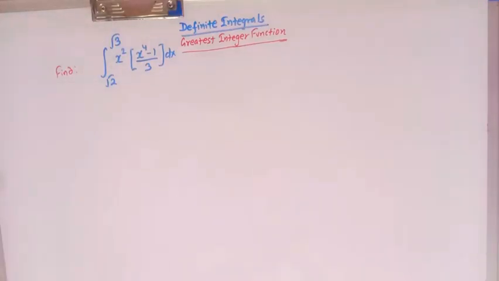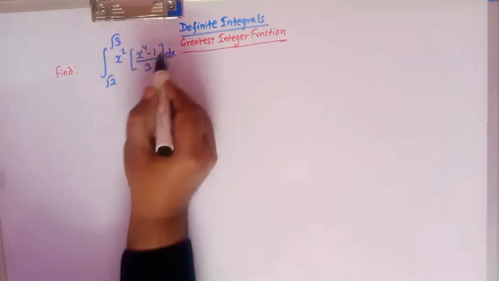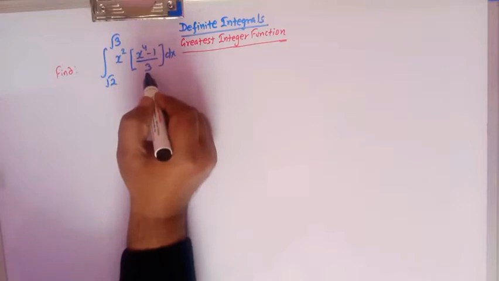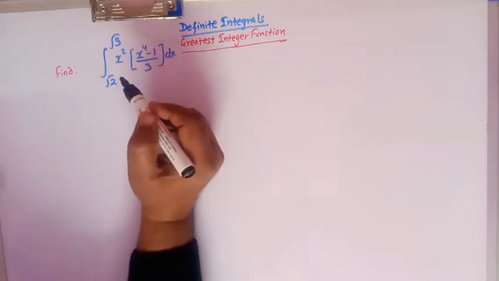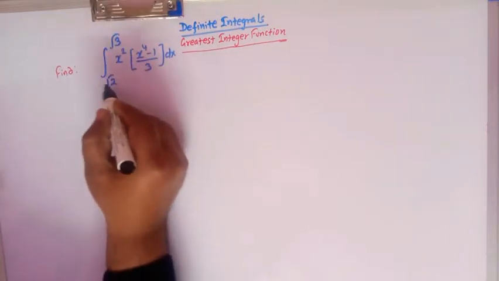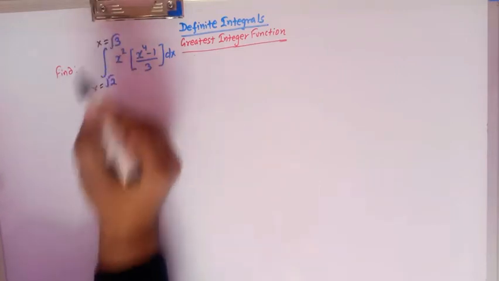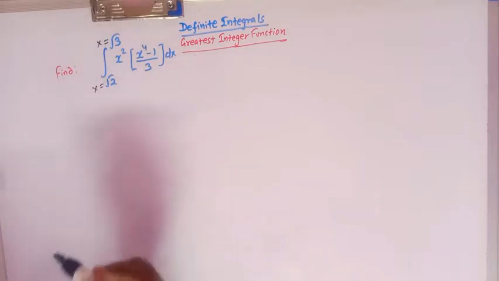Hello viewers, in today's class we are going to discuss one important conceptual integral from definite integrals in which the integrand involves the greatest integer function. So here we have the greatest integer of (x^4 - 1)/3, and here we have x², and we have to integrate from x equal to square root of 2 to square root of 3, right? So let us start.